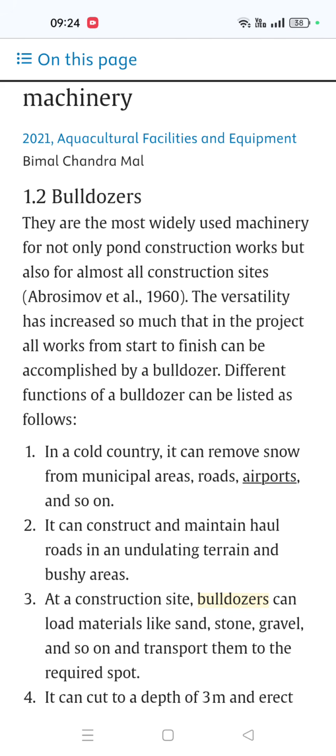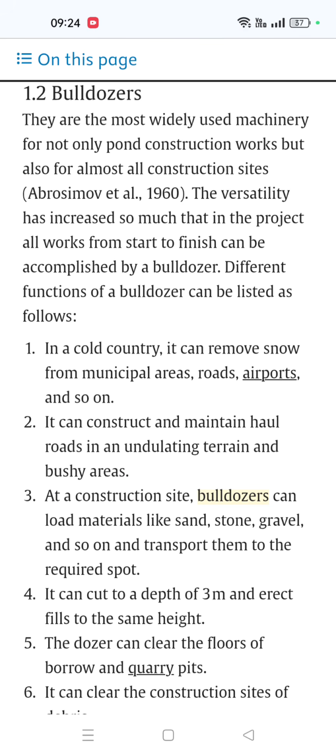Approximately at all 1960. The versatility has increased so much that in the project, the work from start to finish can be accomplished by a bulldozer. Different functions of a bulldozer can be listed as follows.